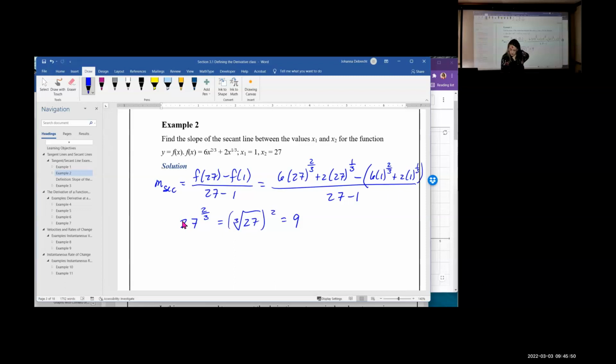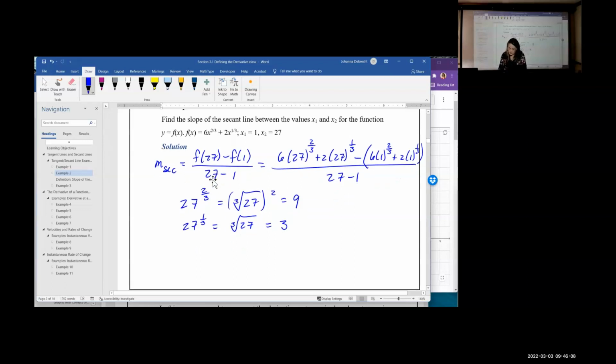And the 27 to the 1/3 power would just be the cube root, which would be 3, all right? Now, 1 to any constant power is going to be 1. So that part works out pretty easily.